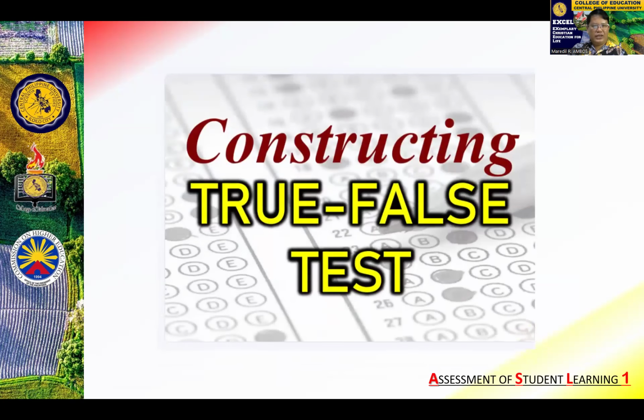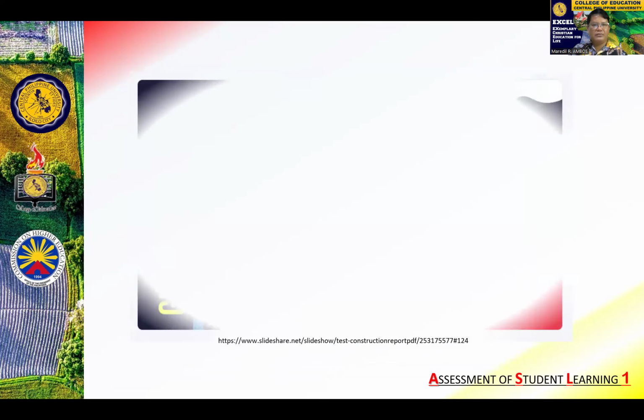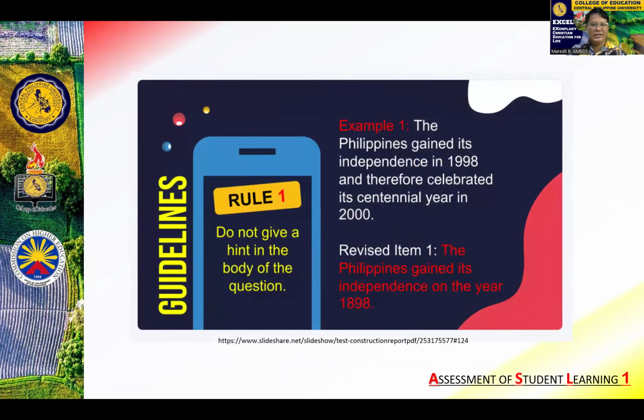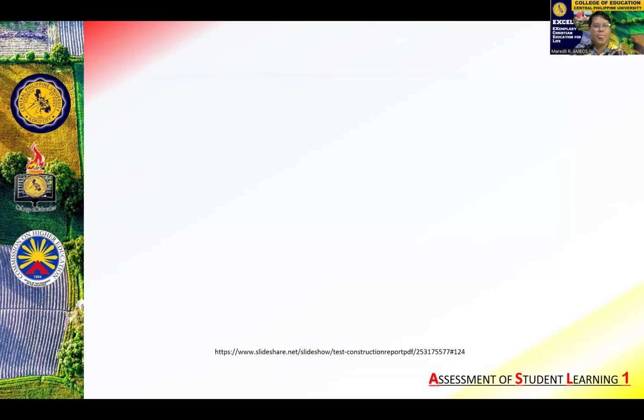Here are the steps on how to construct a true or false test. For the guidelines, rule number one: do not give a hint in the body of the question. For example, "The Philippines gained its independence in 1998 and therefore celebrated its centennial year in 2020." That's not a good question. If we're going to revise it: "The Philippines gained its independence in the year 1898." That's a better question.